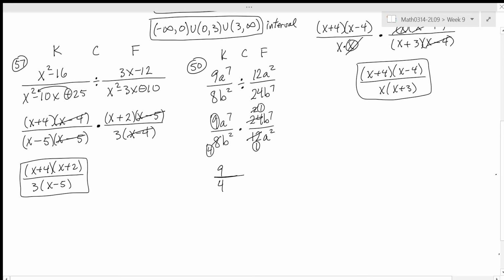Now let's do the A's. I've got A to the 7 over A to the 2. Which has more A's, top or bottom? How many more? And there's your A's. And then look at your B's. I've got B to the 7 and B to the 2. Which has more B's? Top or bottom? How many more?